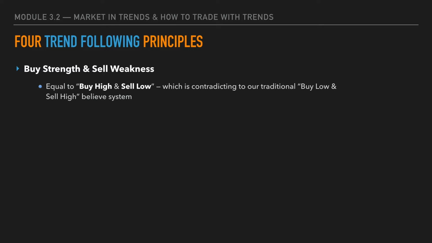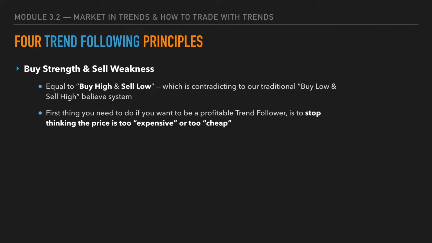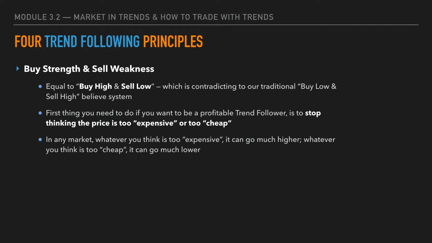This is one of the biggest secrets in trend following that new traders find extremely challenging to accept, because it's contradicting our traditional buy low and sell high belief system. The first thing you need to do if you want to be a profitable trend follower is to stop thinking the price is too expensive or too cheap. In any market, whatever you think is too expensive, it can go much higher. Whatever you think is too cheap, it can go much lower.